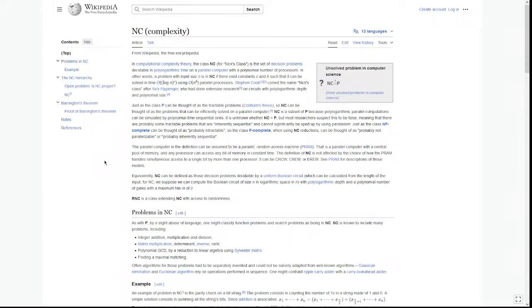The parallel computer in the definition can be assumed to be a parallel random access machine, PRAM, that is a parallel computer with a central pool of memory. Any processor can access any bit of memory in constant time.